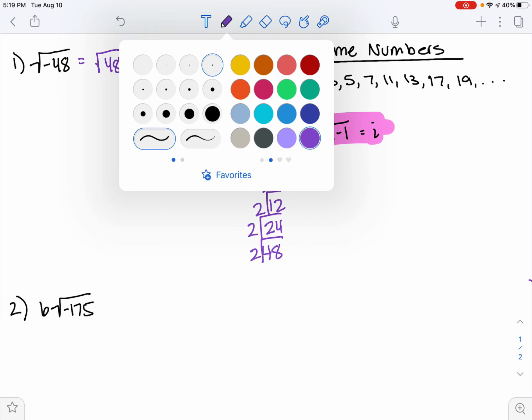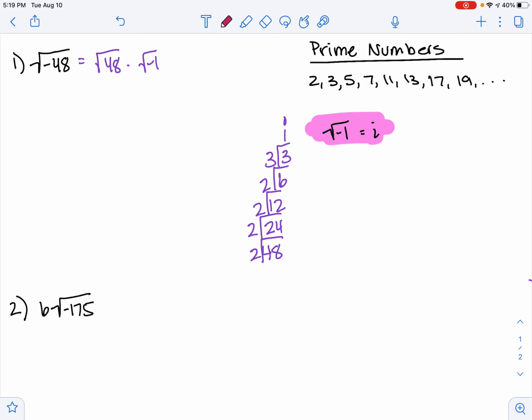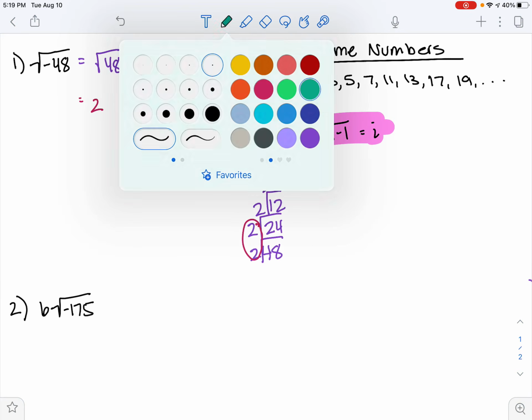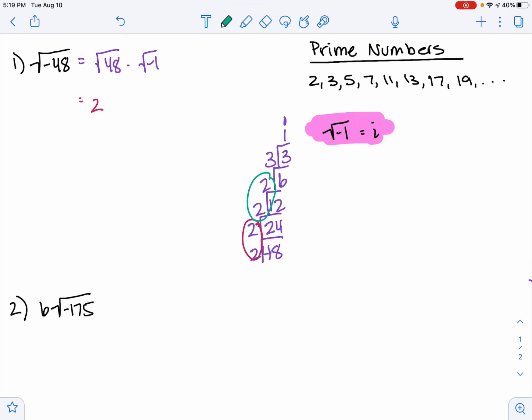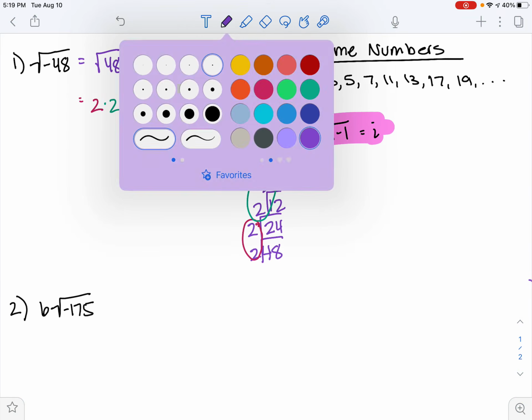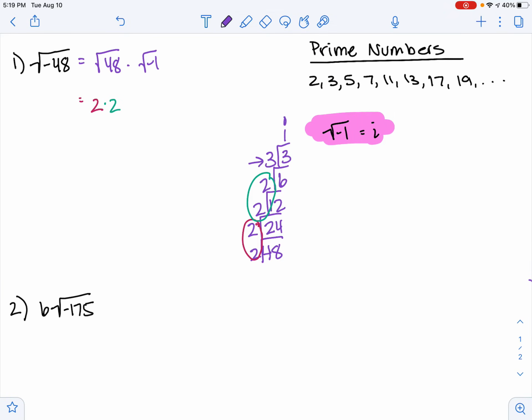Because we are dealing with square roots, we want to look for pairs of numbers to leave the square root symbol. Here I have a pair of 2's that can leave the square root symbol. And I have another pair of 2's that can leave the square root symbol. 3 does not have a pair, so 3 needs to stay inside of the square root.